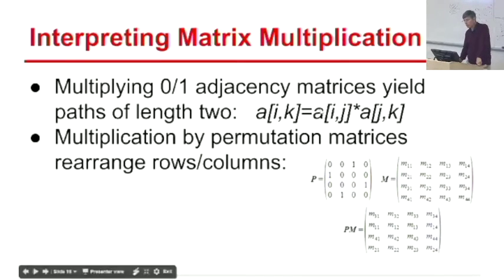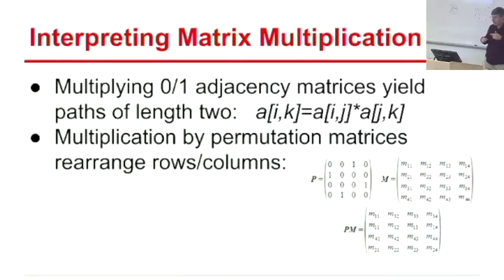Matrix multiplication also lets us count, if we had 0-1 matrices, the number of paths of length 2. Suppose I take a square matrix and multiply it by itself. Let's say it's a graph. It's representing a network, okay?